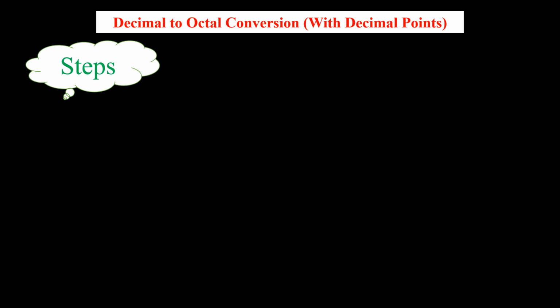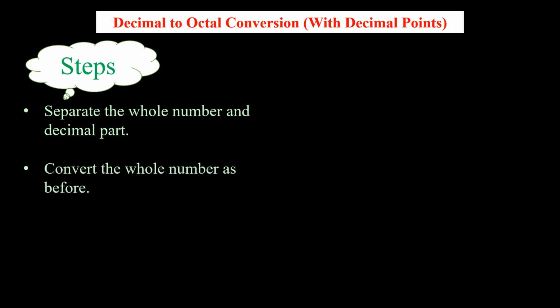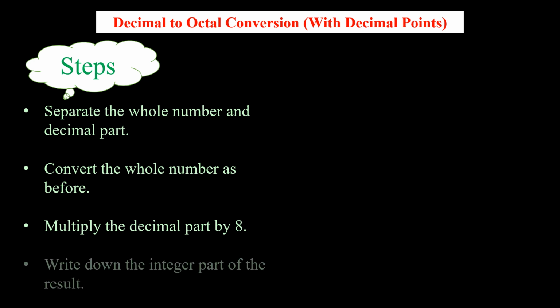And now let us see how to convert a decimal number to an octal number with decimal points. For numbers with decimal points, we separate the whole and the decimal part. Convert the whole number as usual. For the decimal part, multiply it by 8 and record the integer part. Repeat with the new decimal until it becomes 0 or you reach the desired precision.